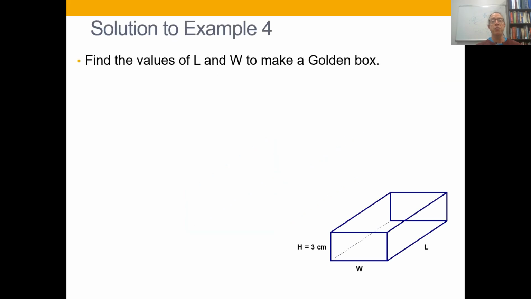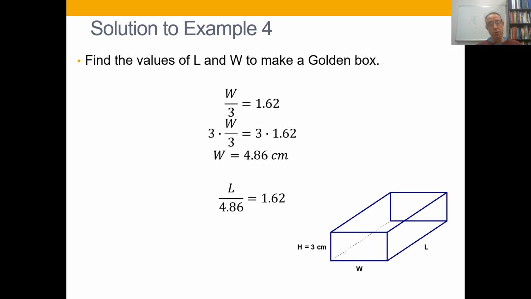Let's try that. So the first thing I'm going to do is use the first equation, which is W divided by H is the golden ratio, 1.62. Recall that H is 3, so W divided by 3 is 1.62. And again, we can multiply both sides by 3. The 3s cancel on the left, and we get that W is 3 times 1.62, which is 4.86 centimeters. That is side W. Now we can find L since we have W.